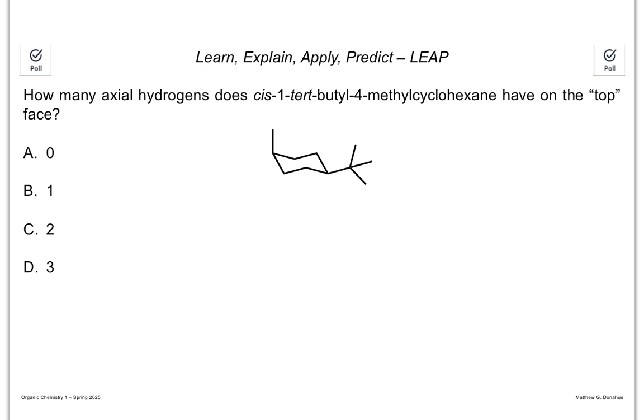So we kind of already answered this, how many are on the top? Again, that group is already axial. So there's 6 total axial. We've replaced 1. And of the 6, there's 3 on top, 3 on bottom. And the 1 that we replaced was on the top, so that gives us 2. So there's 2 axial hydrogens on the top face.